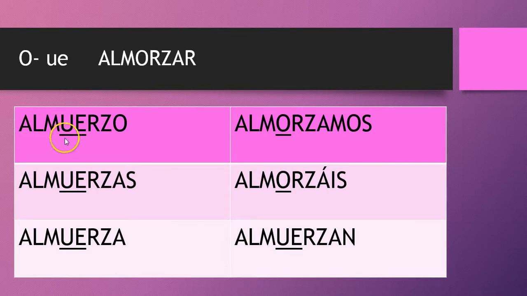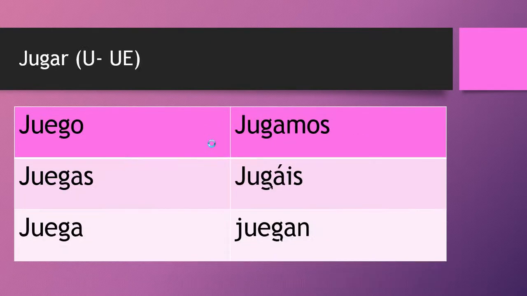Almorzar, you can see the stem changes here, O to UE. And again, I'm not stem changing in the nosotros and the vosotros. And then here's my last verb, jugar, which is in its own category. And there you go, stem changing in the present indicative.